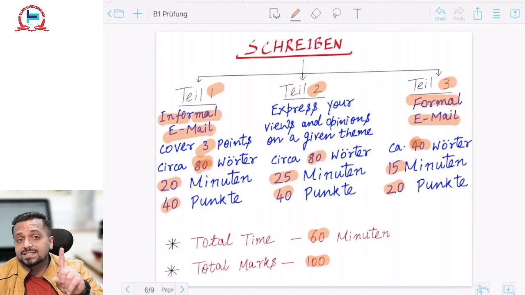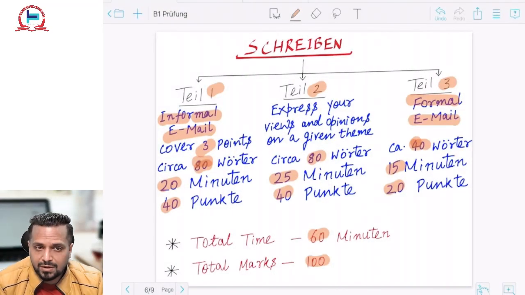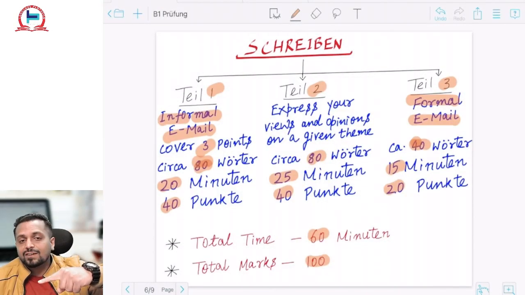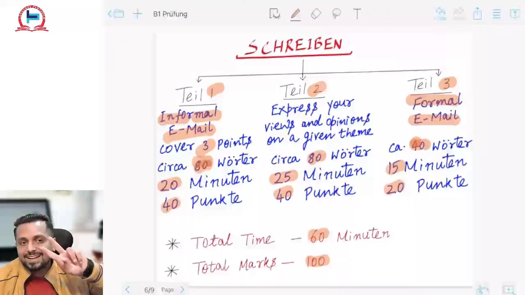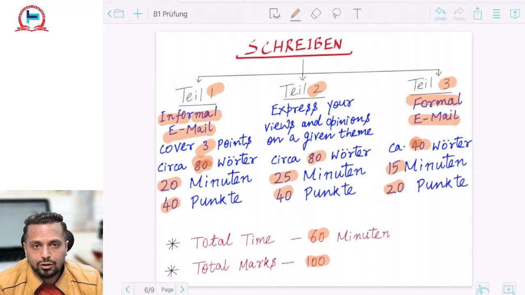Remember, Teil 1, Teil 2, and Teil 3. In these 3 Teils, Teil 1 is informal email, while Teil 3 is formal email. Another very important point to note down here is that you have to take care of salutation and sign off. Salutation as in you are greeting the person in the beginning, and sign off as in you are saying goodbye. Both the things are really important in Teil 1 and 3. You are not supposed to miss that. This was all about Schreiben.